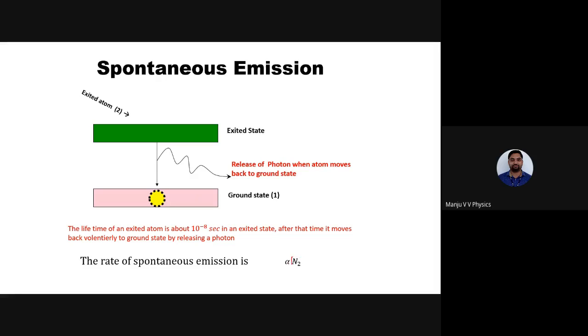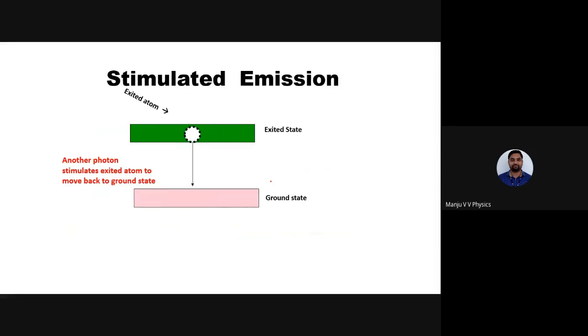Directly proportional to N2, that means N2 is the number of atoms in the excited state. To remove this proportionality sign, I should add a constant value. Let me add A. Why have I written 2 to 1? Because the atom has come from the excited state 2 to the ground state 1. So A21, N2 as it is. Again, this is not a laser beam because it is not coherent.